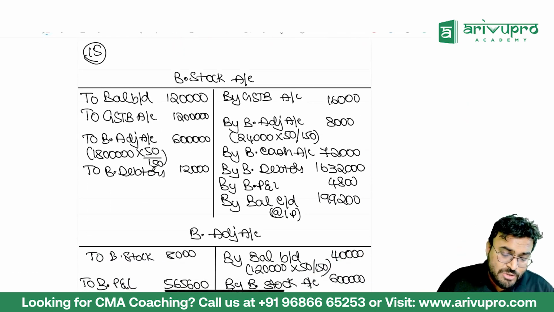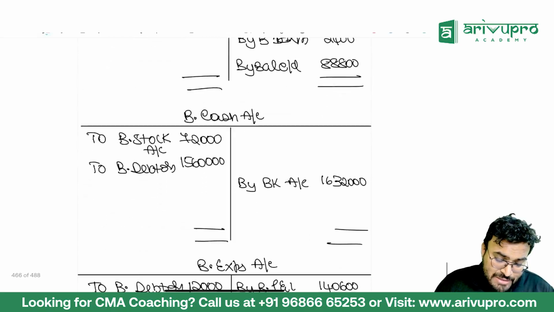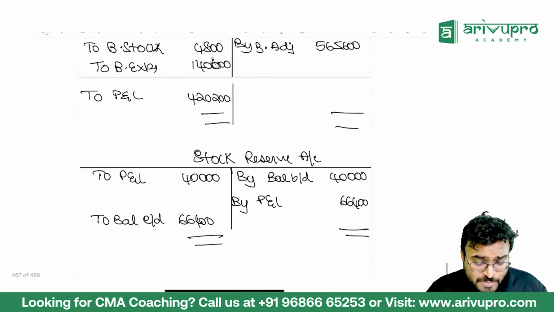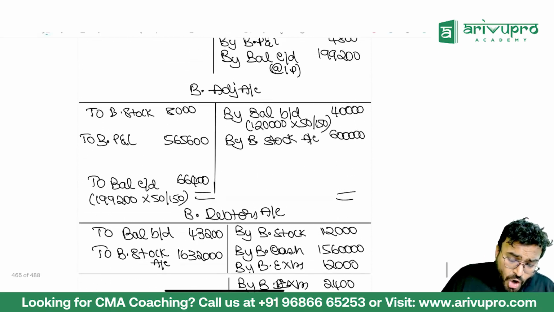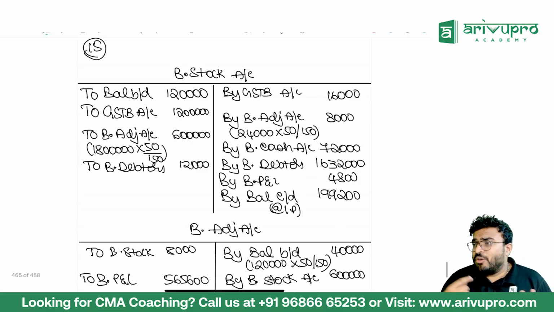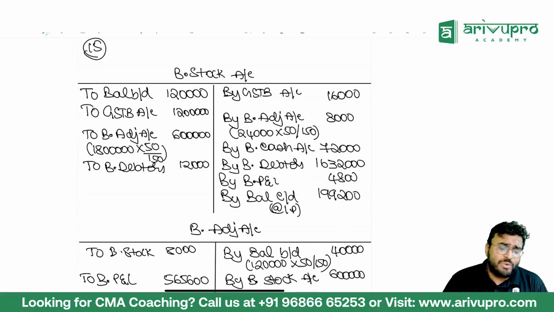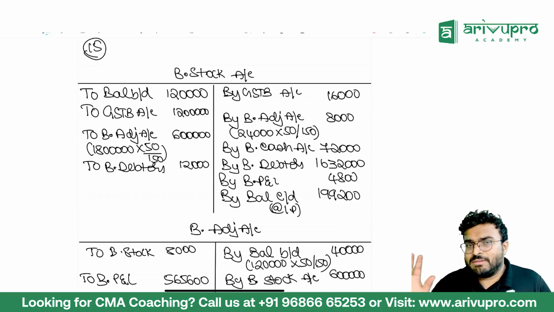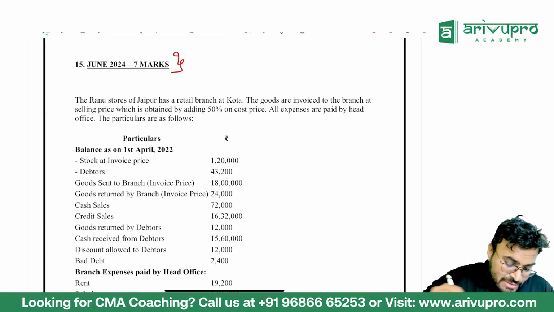So all the ledgers are there. You should keep all the ledgers open. See, branch stock, branch adjustment, branch debtors, branch cash, branch expenses, branch P&L and stock reserve. All the ledgers you should keep open, and then you should start posting the entries together. Clear, guys? Yes, guys.